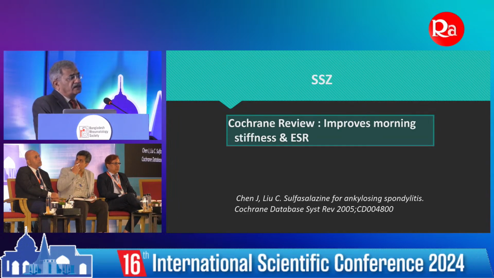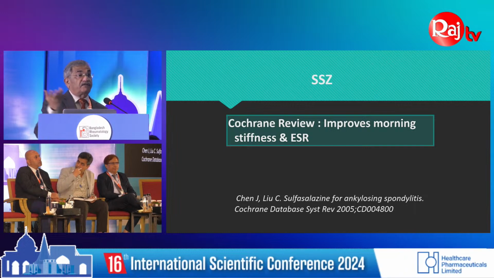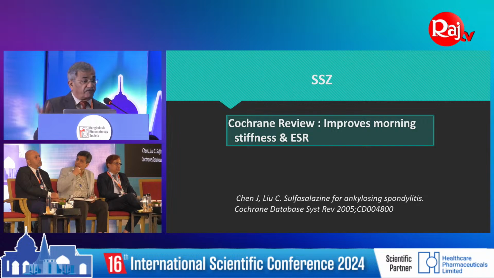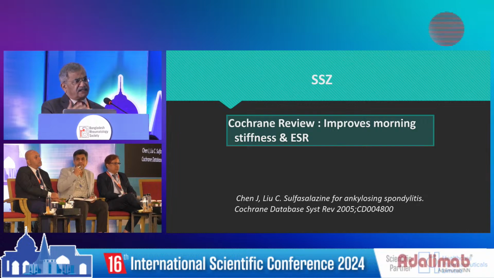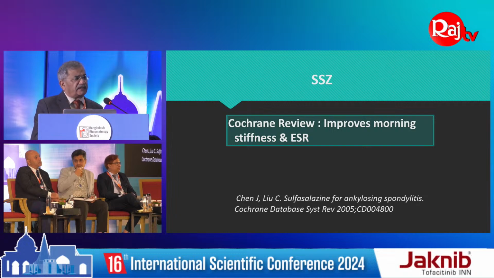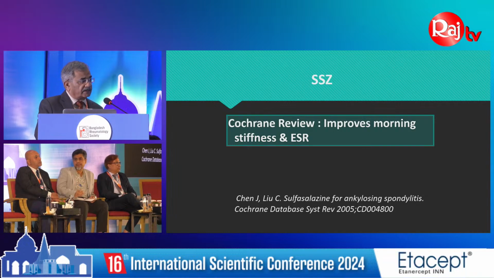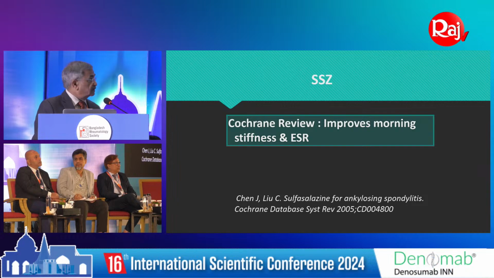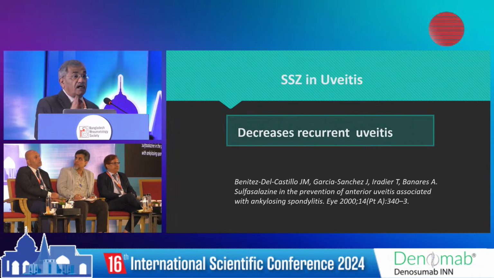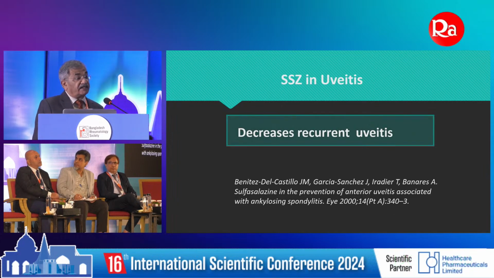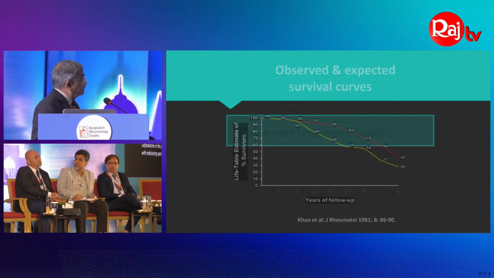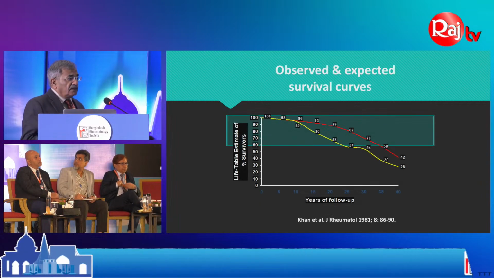Now this is one drug among the CS DMARDs that we are using for rheumatoid arthritis and for SPA. As the Cochrane review, which is the most authentic, tells us, it does work in improving morning stiffness and ESR, there's no doubt about it. It also definitely decreases recurrent uveitis.